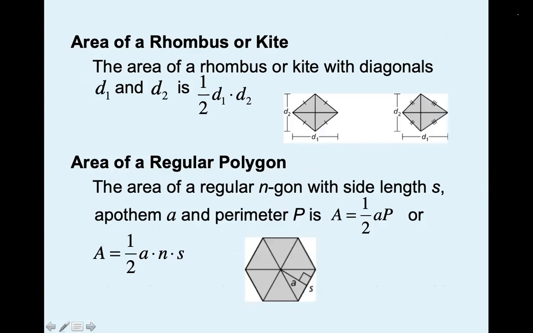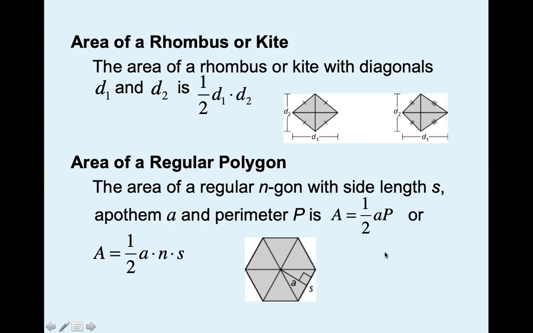All right, core concepts today, we have some new area formulas, area of a rhombus or kite. If it's a rhombus or kite, it says the area is 1/2 the product of the two diagonals. So here's a diagonal and here's a diagonal. So you multiply those together and divide by 2. Same thing if it's a kite. Here's a diagonal, here's a diagonal. Find those lengths, multiply them, and divide by 2.